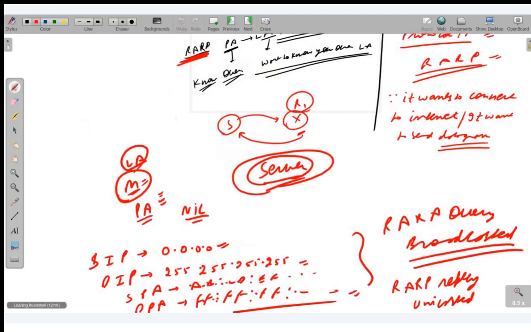Why is it necessary? Because I have told you, see this, SIP is this, DIP is this. All ones means router, it cannot cross any router, and whenever we have subnetting, a router will be there, so it cannot cross the router. That is the biggest problem.